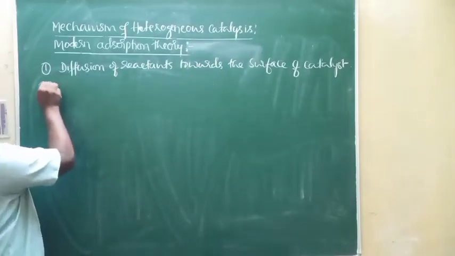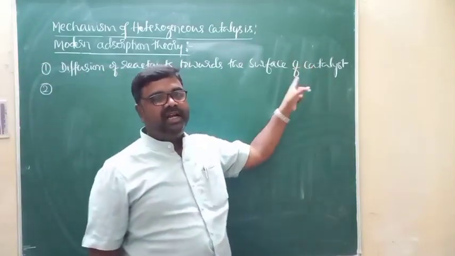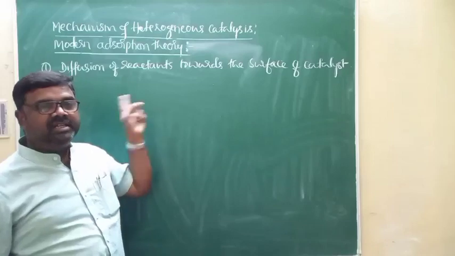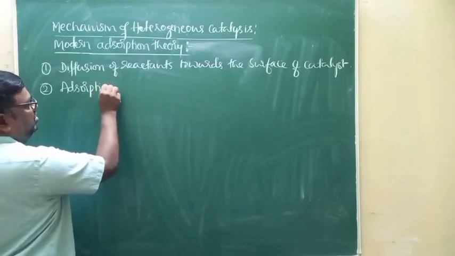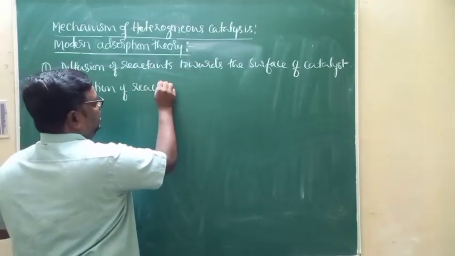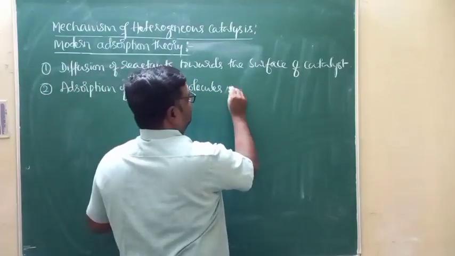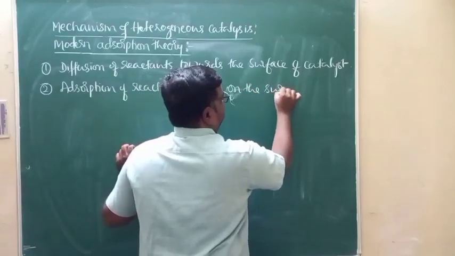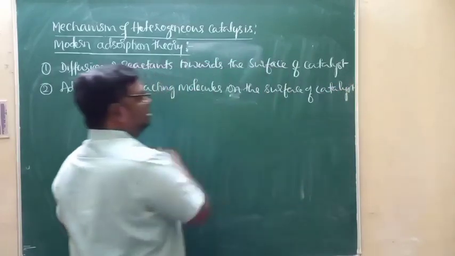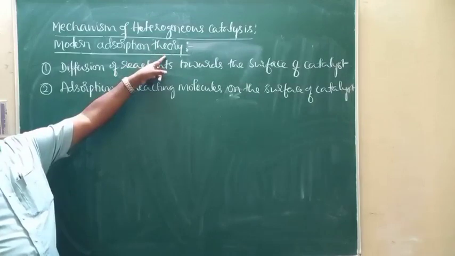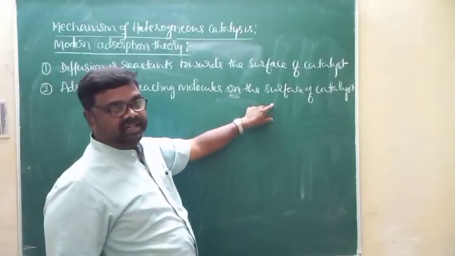And as far as the second step is concerned, the reacting molecules moving towards the surface of catalyst get adsorbed on the surface of catalyst. That is, the second step involves adsorption of reacting molecules on the surface of catalyst. That is the second step involved in heterogeneous catalysis according to modern adsorption theory.